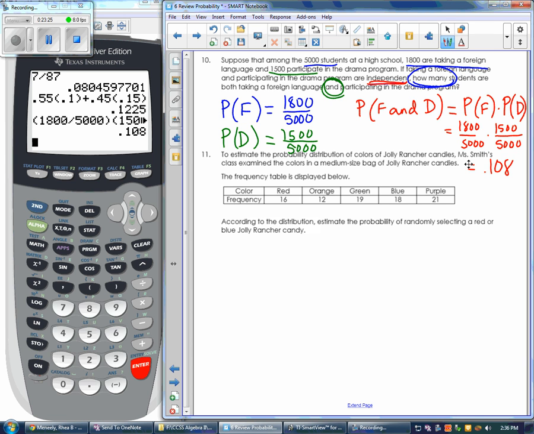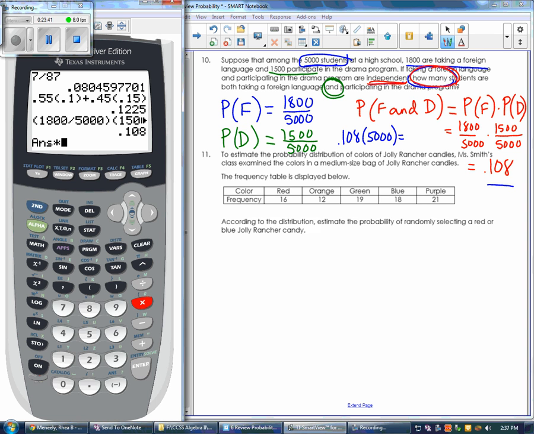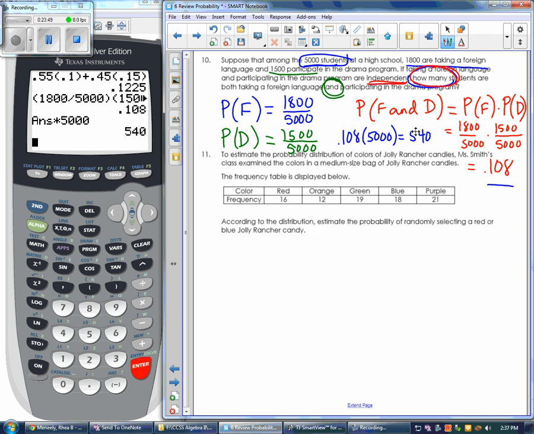If I want to know how many, which is what the question is asking, then I need to multiply my probability times the number of students at the school. So to answer the question, I need to do 0.108 times 5,000. And so if I do this, I get 540. And make sure you put some units on here. So I'm talking about 540 students that participate in both.